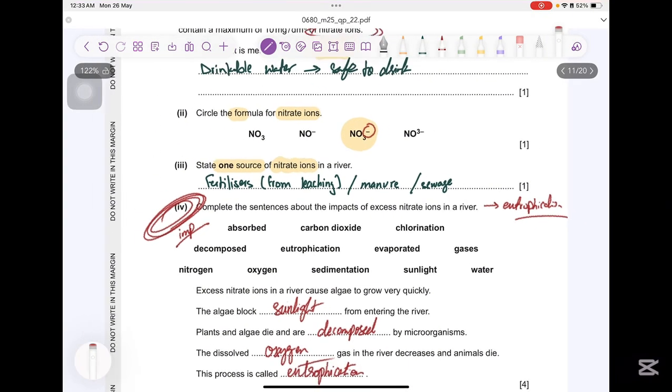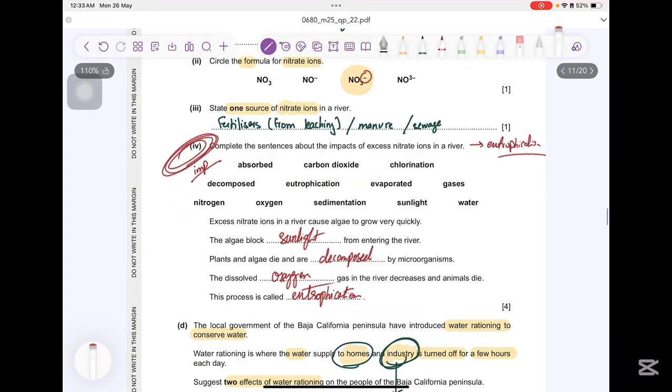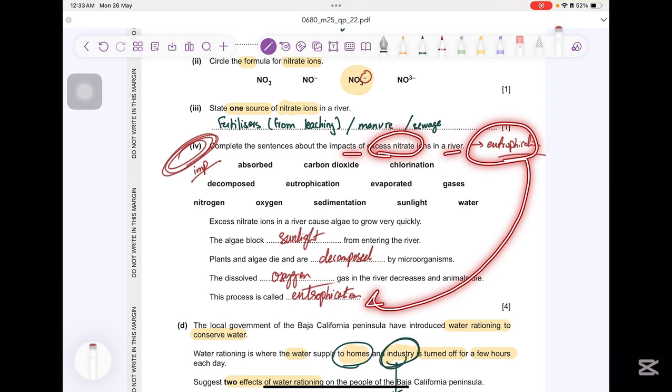State 1 source of nitrate ions in the river: leaching of fertilizers. Manure, that's the waste of cattle, organic matter kind of thing. Sewage. Complete the sentences about the impacts of excess nitrate in the river. That's talking about eutrophication, and you're going to know in the answer.